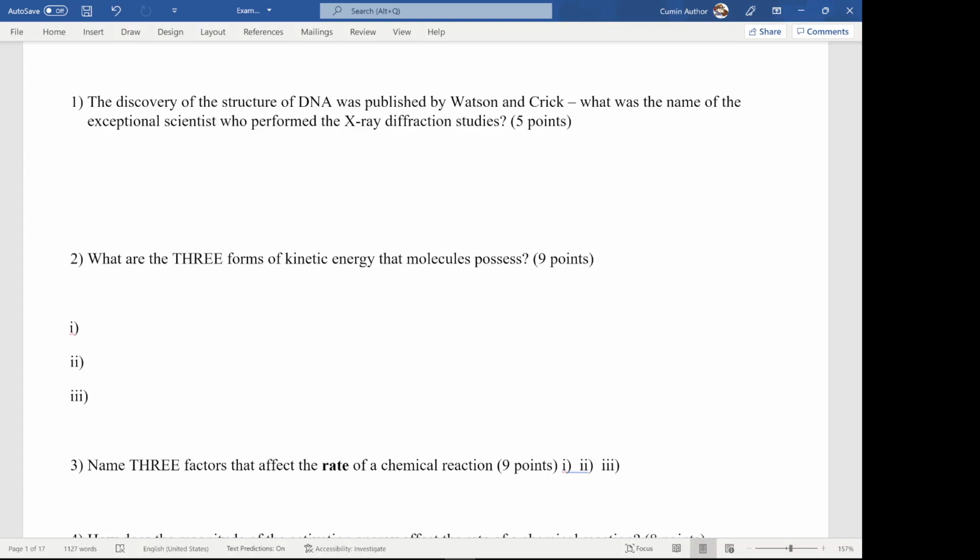And really, this is just something that you'll need to memorize and should memorize because Watson and Crick did not really give due credit to the contribution of Rosalind Franklin. That's a name that you probably need to remember for the amazing contributions that she made. Aretha Franklin will not give you any credit, unfortunately, so be sure to remember the first name as well as the last name. Then we have, what are the 3 forms of kinetic energy that molecules possess?